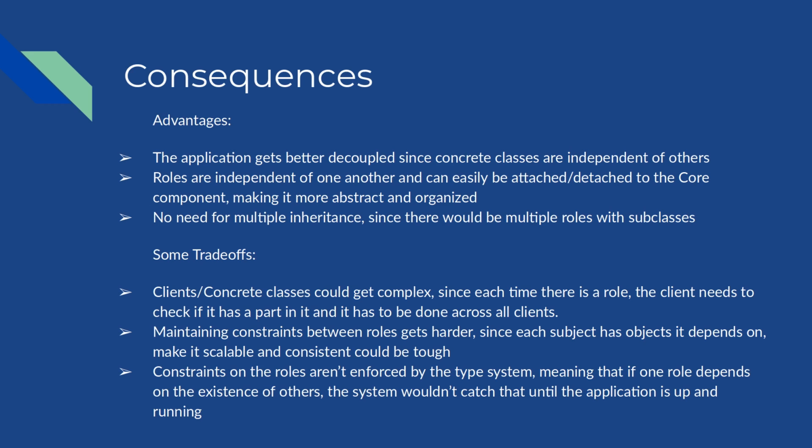However, there are some trade-offs to using this design. Client or concrete classes could get complex, since each time there is a role, the client needs to check if it has a part in it, and then it has to be done across all the different clients that they have. Maintaining constraints between roles gets harder since each subject has objects it depends on, and that makes scalability and consistency tough. Constraints on the roles aren't enforced by the type system, meaning that if one role depends on the existence of the other, the program won't really catch it until it's up and running.